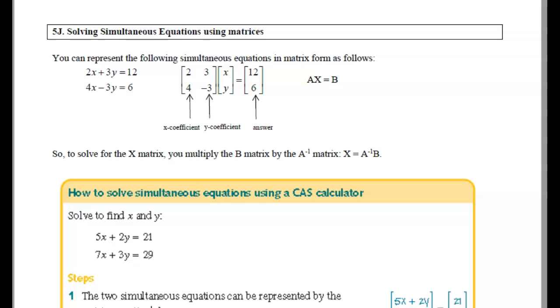Hi ladies, in this video we're going to go through 5J, solving simultaneous equations using matrices. The very last topic in matrices, let me just double check. Yes, and then you've got some application style questions.